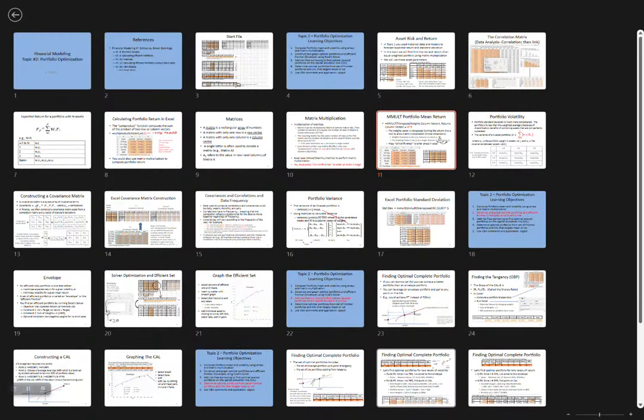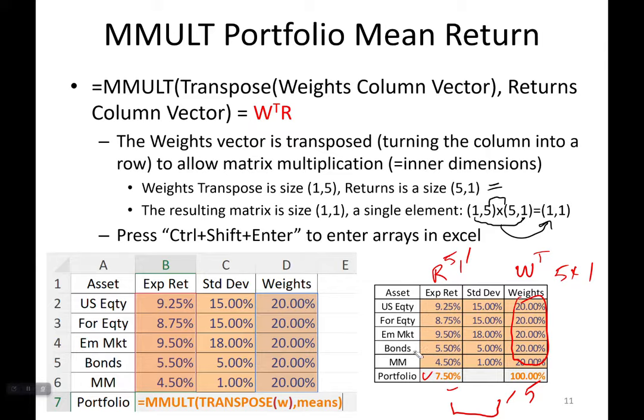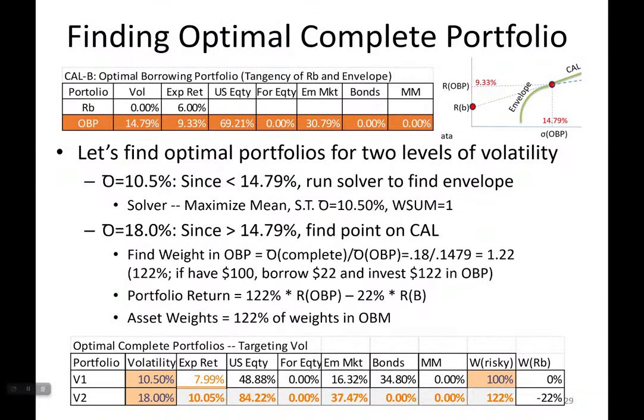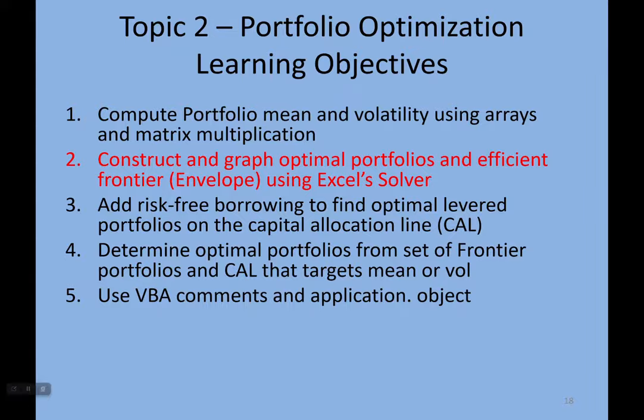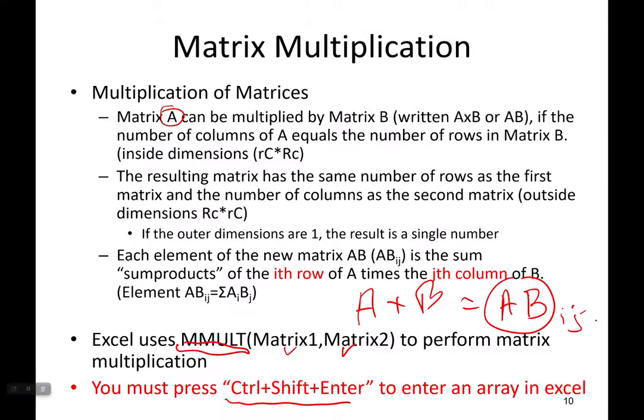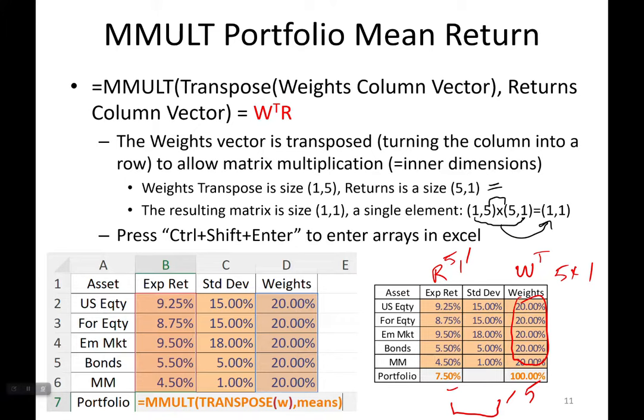So, get back to here. I am going to transpose those weights of W into a row vector. That will create a 1 by 5. R, I said, is going to be a 5 by 1. They have the same inner dimensions. In other words, the sum products are going to work. The resulting matrix is going to be a 1 by 1, the outer dimensions, which is 1 row by 1 column. It's a single value.